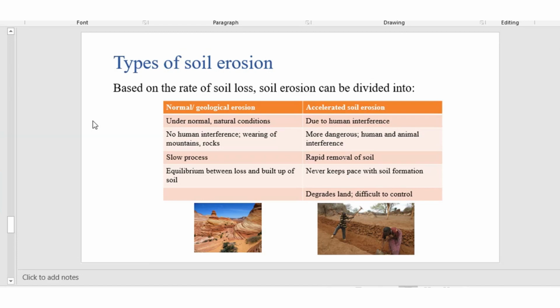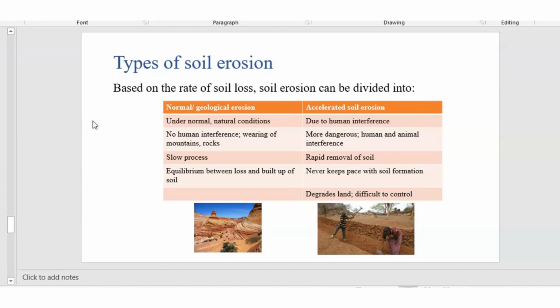So just as they say, old soil is getting lost, or the older type of soil is getting removed, there is gradual buildup of new soil also. So there's an equilibrium. The normal geological erosion ensures that there is a balance, a flow between loss and buildup of soil. While accelerated soil erosion never keeps pace with the soil formation. It occurs very rapidly, and since it occurs so fast, it does not form a balance.